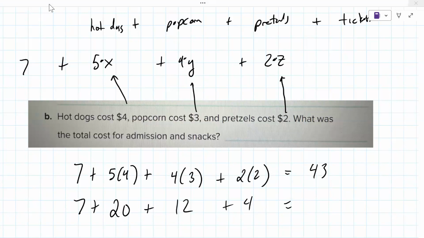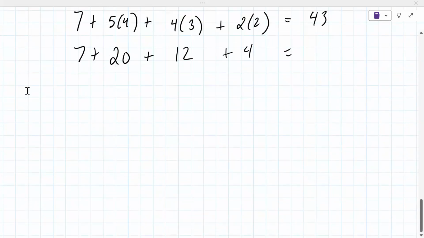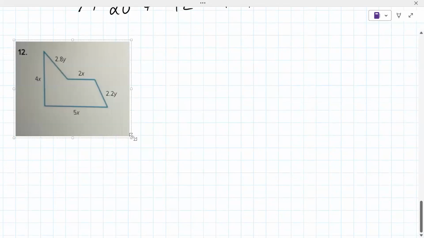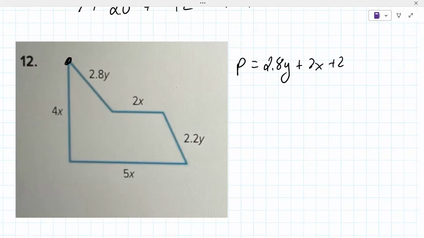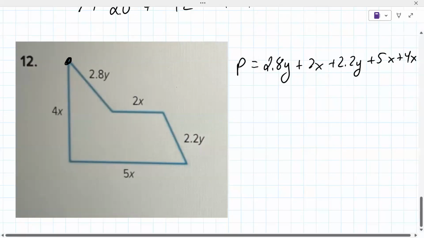All right. Okay, so we're up to 12, perimeter. Think of the perimeter as a walk around, and you pick a starting point. Doesn't matter where you start. A lot of people start in the top left. And your perimeter is just going all the way around. So it'd be 2.8y plus 2x plus 2.2y plus 5x plus 4x.